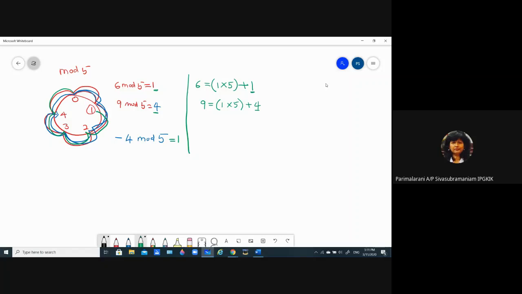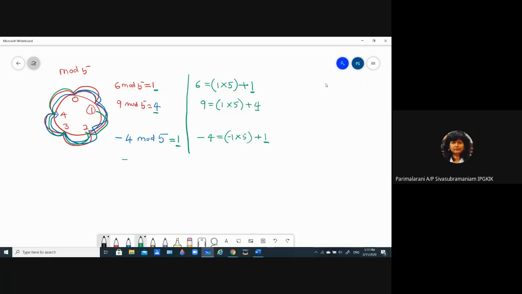Now for a negative number, okay? So negative 4 is equal to, we can write here, we start with negative 1. Negative 1 times 5 is negative 5, but this is negative 4, so we must add 1. Negative 5 plus 1 will give you negative 4. So the remainder is 1. Okay? We'll do one more.